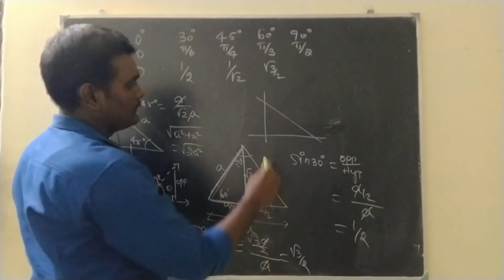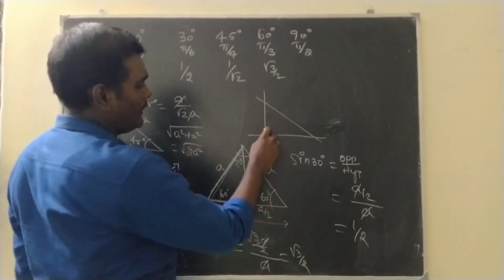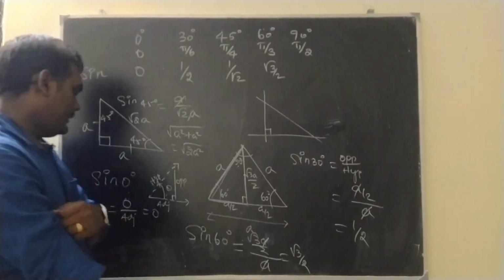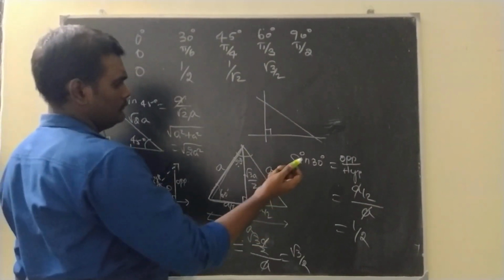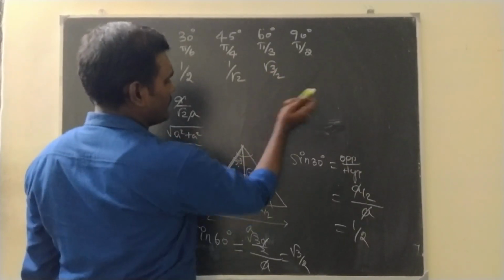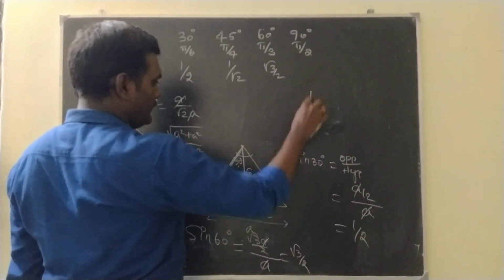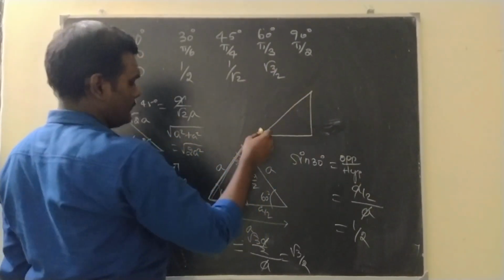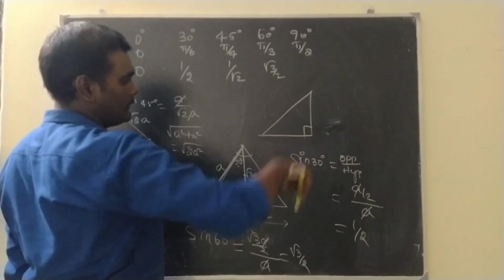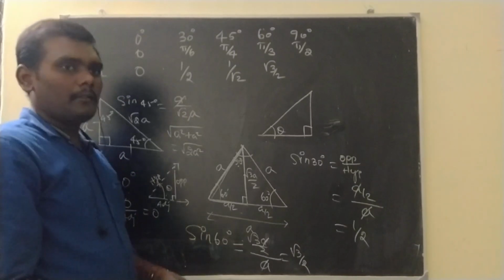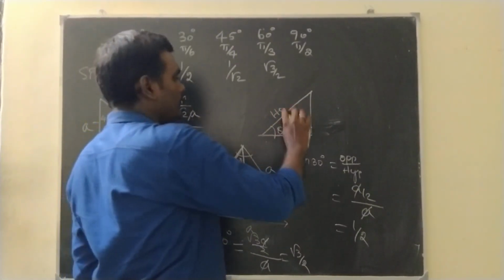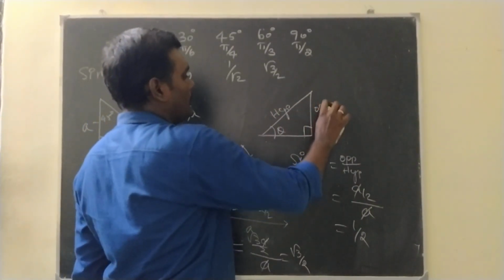This leg will take here 90 degree. Better, we'll take the previous one itself. Previously, we took one triangle. The same diagram I am drawing here. Okay. This is our angle theta, and this is the hypotenuse. This is the opposite side.